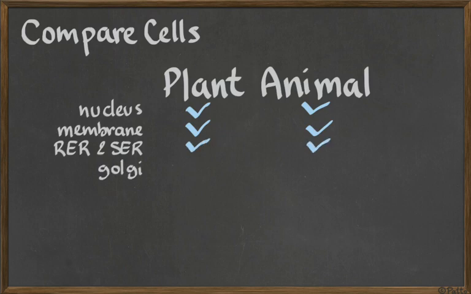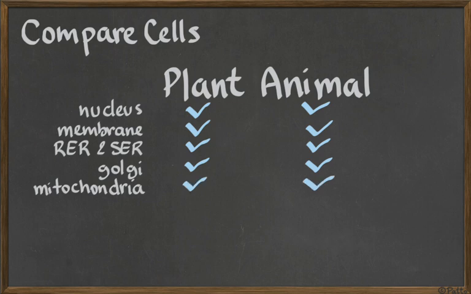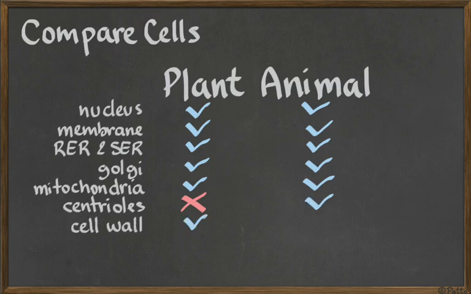Golgi? Yes, both are going to have it. What about mitochondria? Do plants have mitochondria? Do animals have mitochondria? And yes, both of them have mitochondria. Okay, centrioles? Plants don't have centrioles. Animals have centrioles. Okay, cell wall. Plants have a cellulosic cell wall, and animals don't have cell walls.